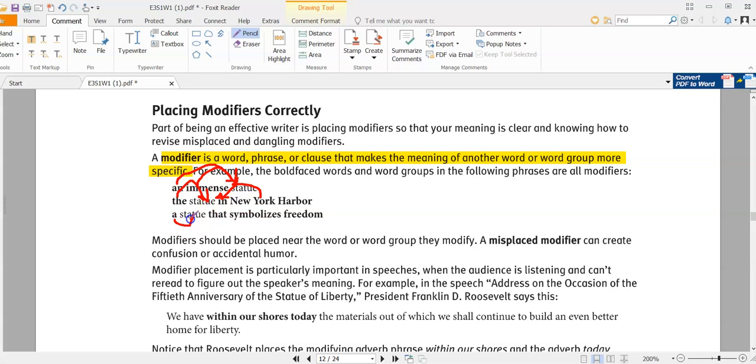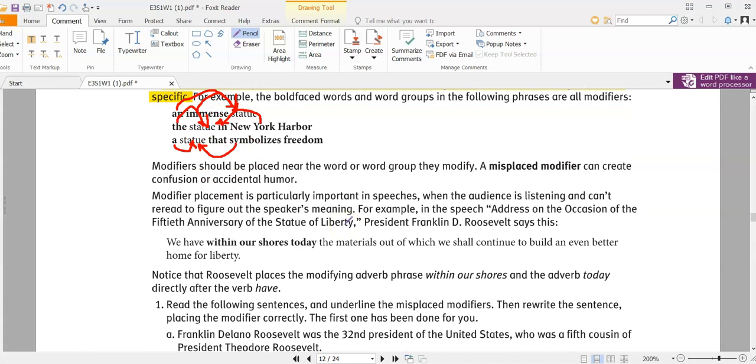A statue, once again, a describes statue. That symbolizes freedom, also describes statue. Hopefully my little arrows aren't too confusing for you there. But you'll also notice that those words are all placed directly next to statue, or surrounding statue even. So modifiers should be placed near the word or word group that they modify. That's a pretty important topic, so I'm going to go ahead and highlight that.